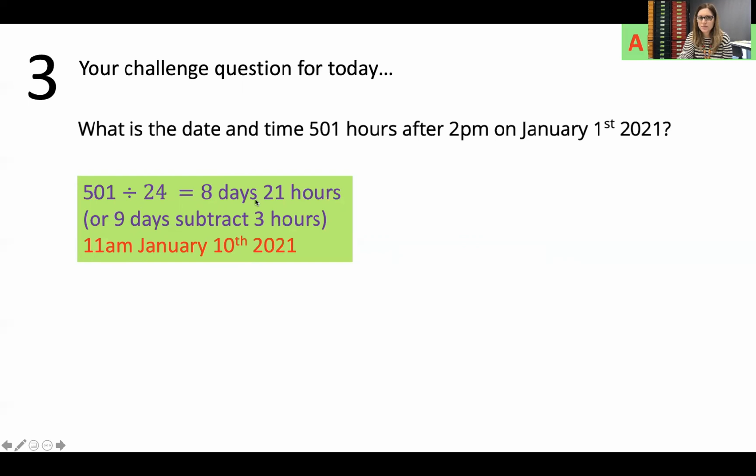Alternatively, yep, I could add on my 8 days, which gives me the 9th of January to start with. But then when I've added on my 21 hours, that's going to take me to 11 a.m. And a number line can be really helpful with that kind of question as well.